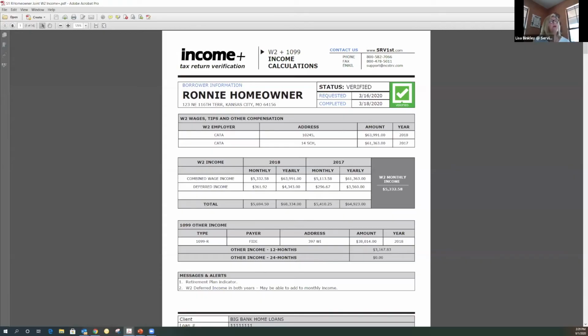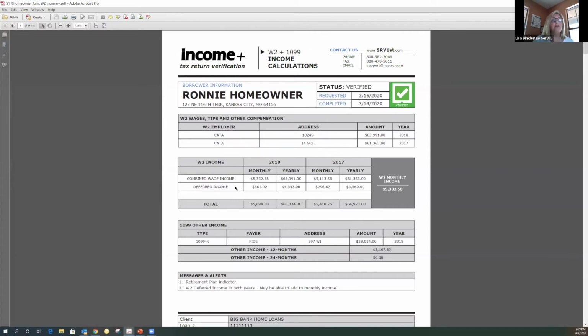When we go to the next one, we look at the W-2s. Now, most people order W-2s for each borrower on the report, and that is the result of parsing all the data from the W-2. We'll give you year one and year two. We will break it down into a monthly and a yearly calculation, as well as give you the overall monthly calculation. In addition, we will include deferred income.